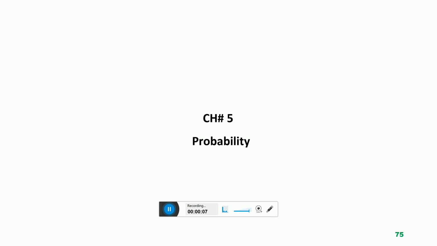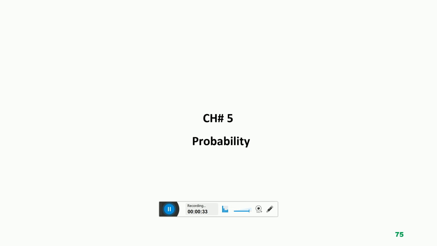Today we will discuss another statistical tool, the concept of probability. Probability is another statistical measure which is used to estimate the chance of occurrence or non-occurrence of any outcome of an experiment.